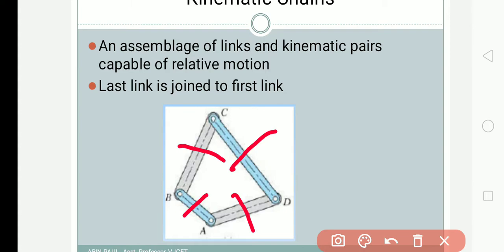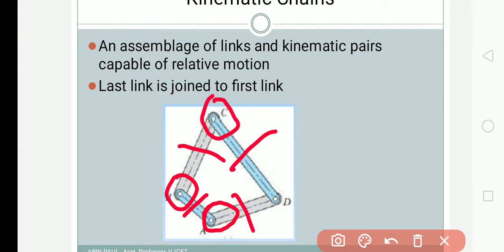We know pairs are formed when one link is connected to another link. So here we have one pair at point A, that is a turning pair between link AD and link AB. Then there is another pair at point B where two links are connected. Then again there is another pair at point C where link BC and CD are connected.